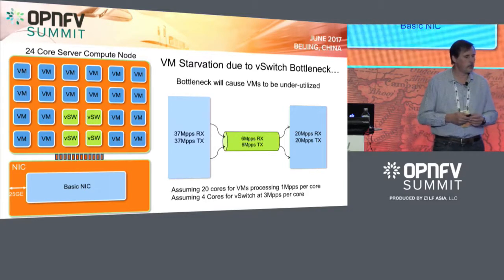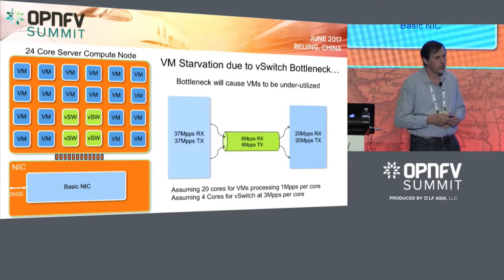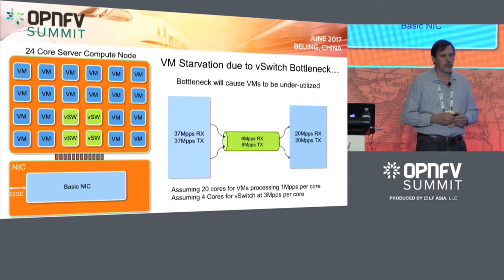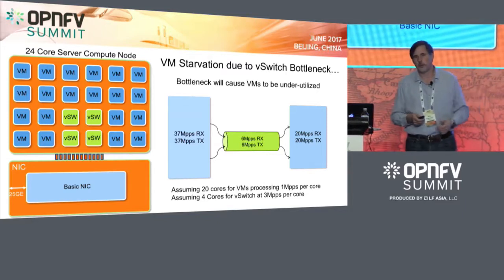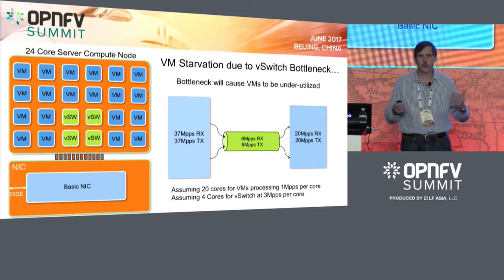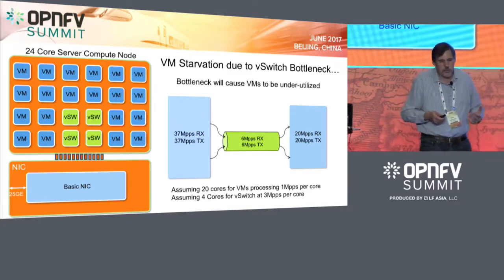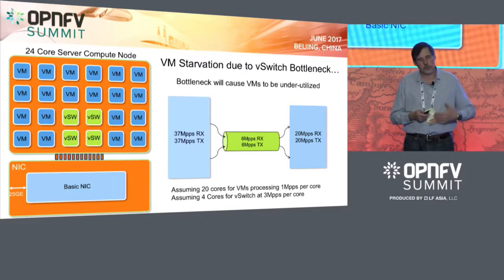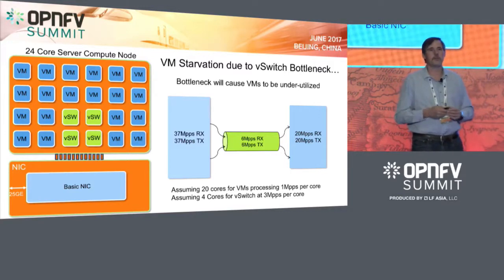So this shows a scenario where you have a 24-core compute server. 4 cores are allocated towards the virtual switch. 20 cores are allocated towards the VNFs. That could be one large VNF, 2 medium VNFs, or a bunch of small VNFs. It doesn't really matter. The point is that the processing capability of those VNFs is roughly proportional to the number of cores, and we're making an assumption here that 1 million packets per second per core is what this particular theoretical VNF could process.